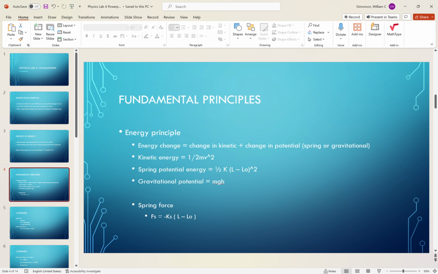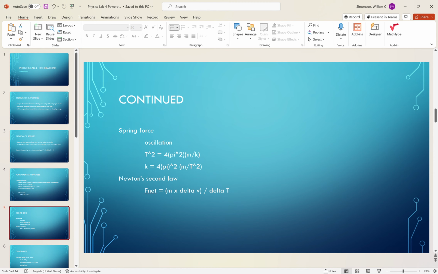So fundamental principles: the energy principle is that the energy change equals the change in kinetic plus the change in potential, spring or gravitational. These are the formulas for the different energies, and the spring force is the spring constant times the change in length. The oscillation is T squared equals 4 times pi squared times mass over k. And Newton's second law is F net equals mass times the change in velocity divided by the change in time.